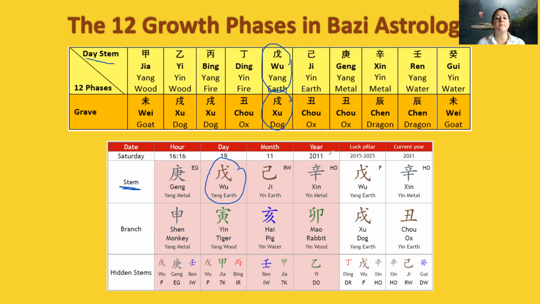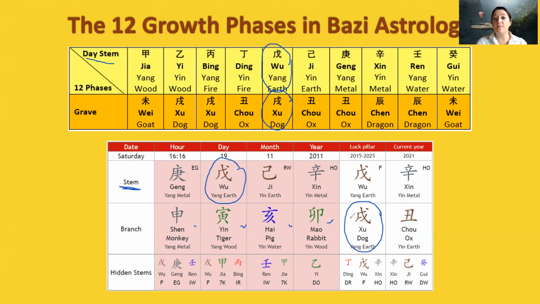Now, once you know this, you check whether or not you have the dog anywhere in your natal chart, in the luck pillar, or in the annual pillar. So this particular person doesn't have it anywhere in the natal chart. There's a rabbit, a pig, a tiger, and a monkey, but no dog. However, this person is going through a dog luck pillar. And therefore, for this particular person, the luck pillar is associated with the grave phase.